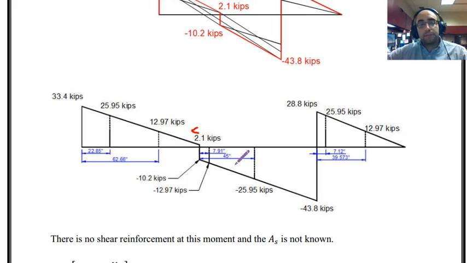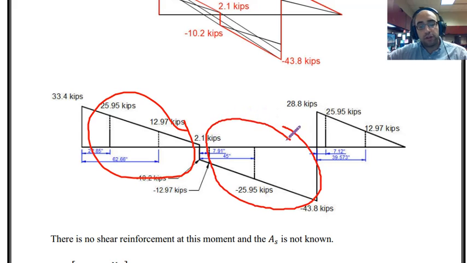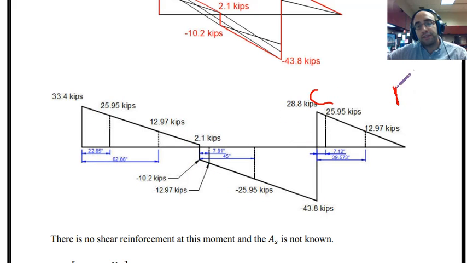So we could design the stirrups for this portion of the beam. And now I'm going to focus on CD and design the stirrups for this portion of the beam. The procedure is exactly the same.